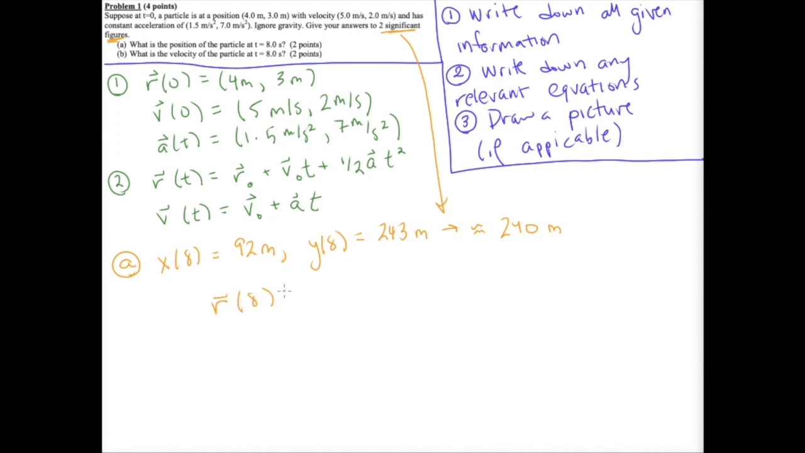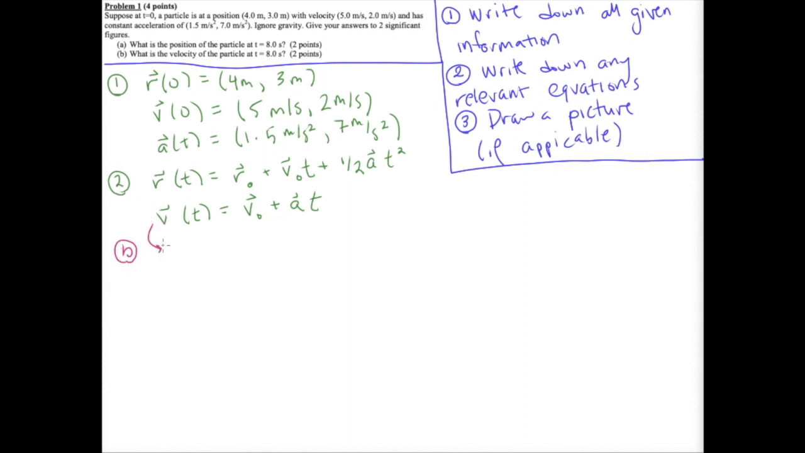So just writing it down as a vector here, r of 8 equals 92i plus 240j meters. I could also have written this as 92, 240. That would have also been a correct answer, but I chose to write it in terms of i and j here. All right, for part B, what is the velocity of the particle?